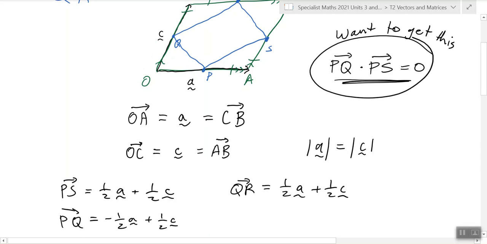Is there any questions so far? So I'm thinking about what is a rectangle? Rectangles have 2 equal sides and then 2 other equal sides. So I'm thinking, okay, let's get those sides in terms of A and C, and then let's try and dot product those sides to see if it works.